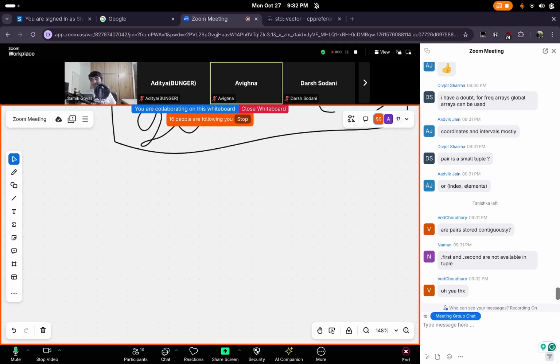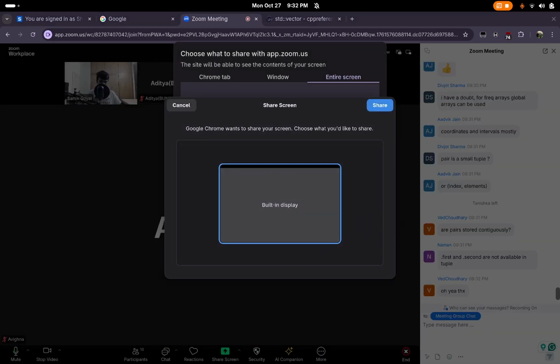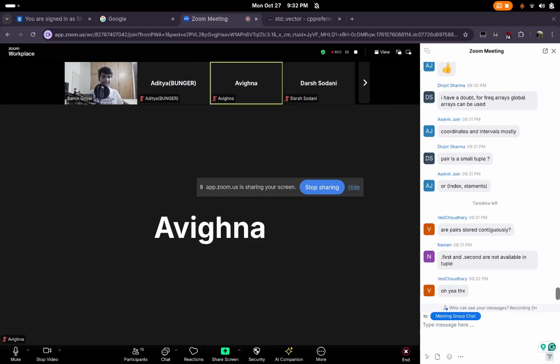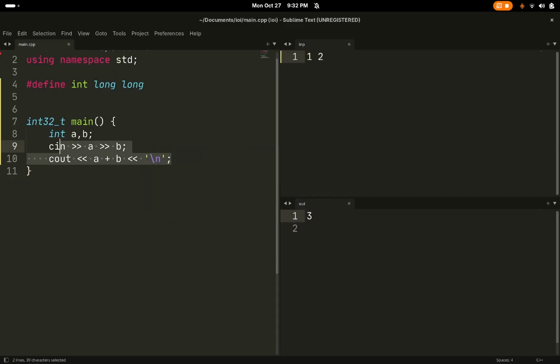Okay, so let's come over to the next function, sort. For sort, it's pretty self-explanatory, so I'll just show this to you in code. Okay, can everyone see Sublime?